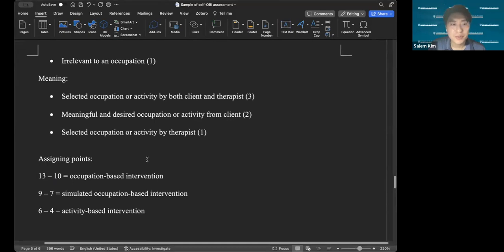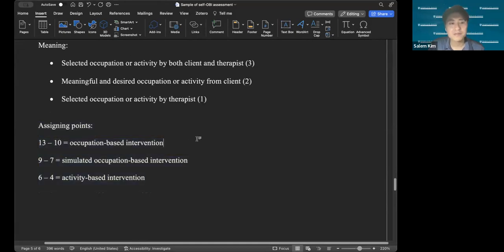Based on that point system, you could give yourself from 13 to 10, which we could define as an occupation-based intervention. 9 to 7 is more of a simulated occupation-based intervention. And any points below that, you could just call either activity or task-based intervention.